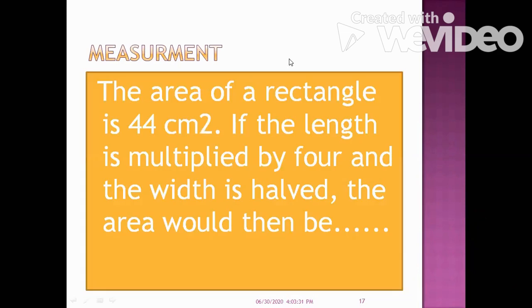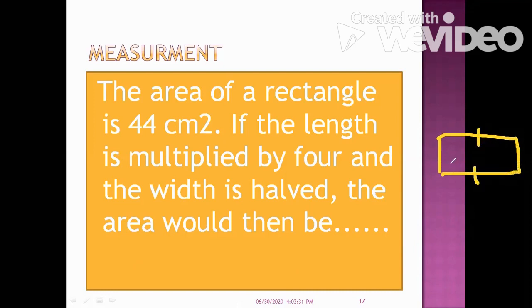All right, let's look at this question here. It says the area of a rectangle is 44 centimeters square, right? So we all know what a rectangle looks like. So this is how a rectangle looks. These opposite sides here are equal but different from the other sides. So these two sides are equal and those two sides are equal, but they're different. So the area of a rectangle is 44 centimeters square. How do we find the area of a rectangle? It's the length multiplied by its width.